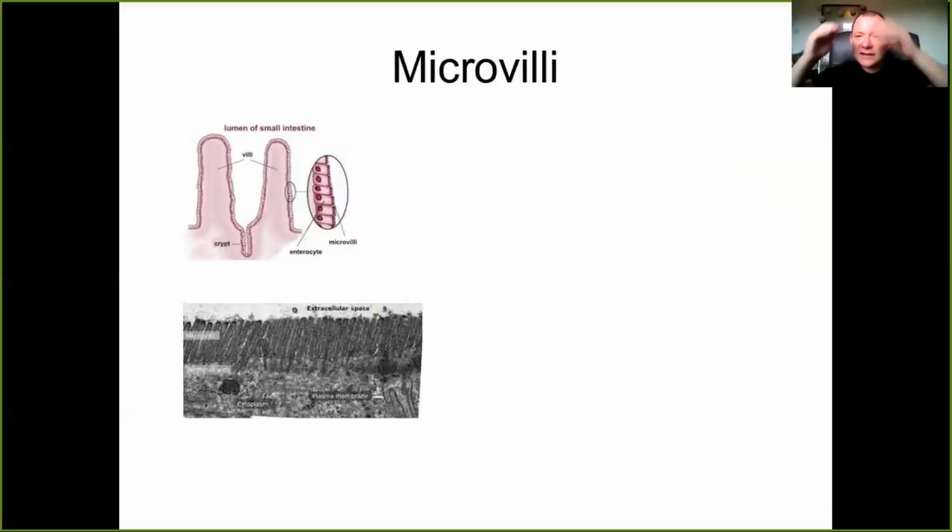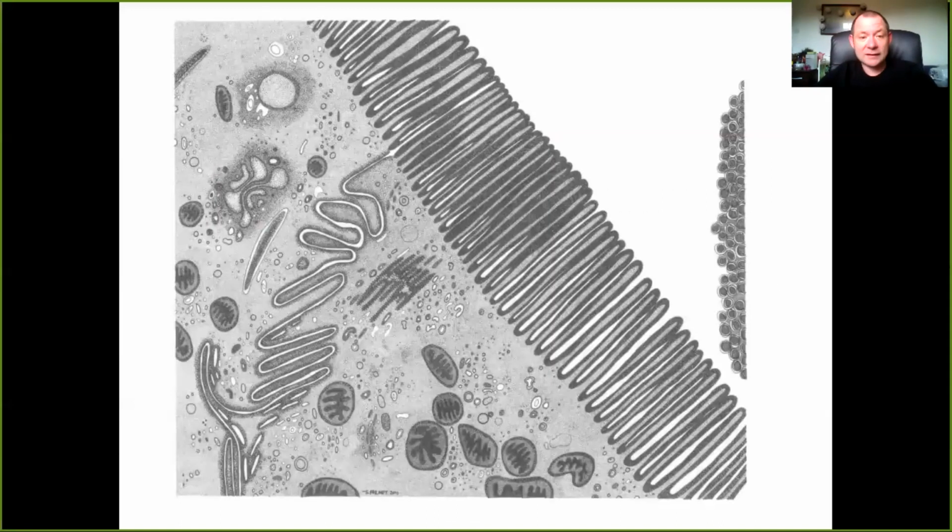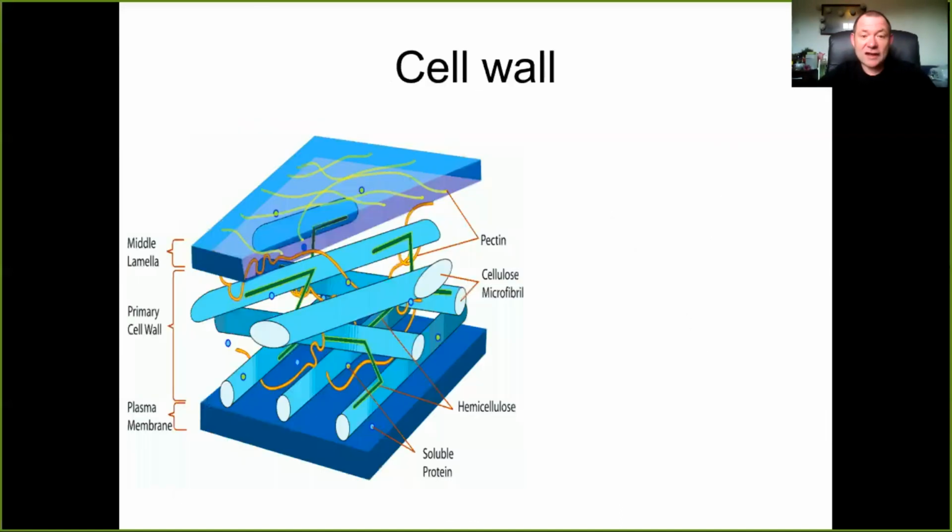Microvilli, these little folds on the surface of the cell. Minute projections on the cell wall increase the surface area, 1 micrometer long and 0.8 micrometers wide. There we go. When you zoom in, you can see the surface of the cell. Now this gives a greater surface area to allow nutrients to be absorbed. Our intestine have many microvilli so that we can absorb food during digestion.